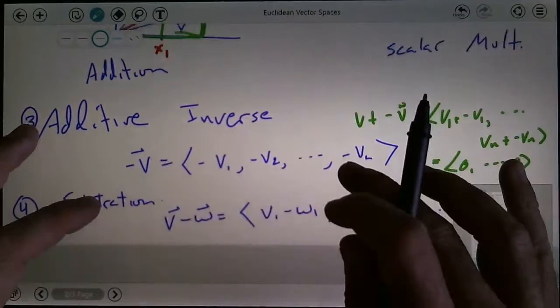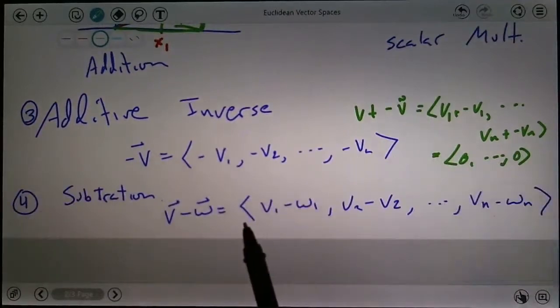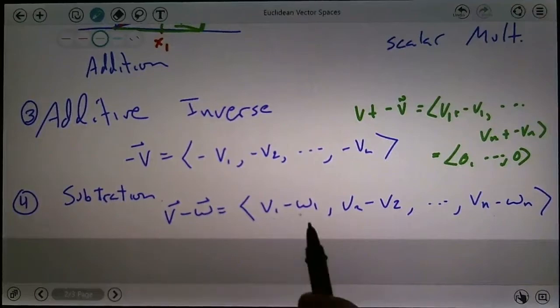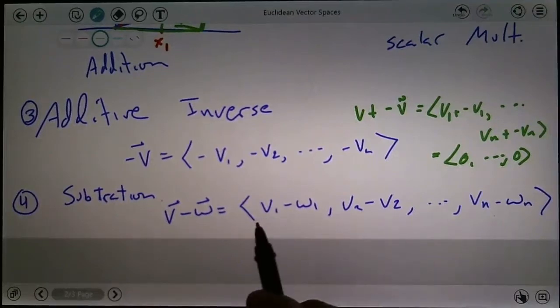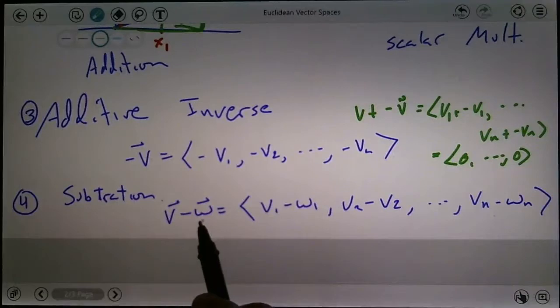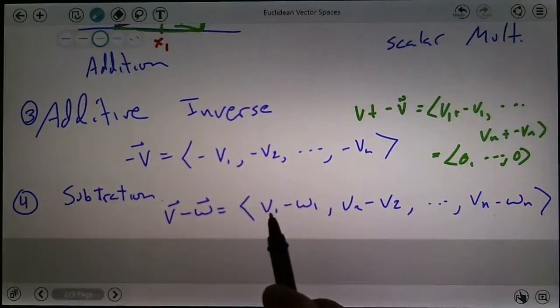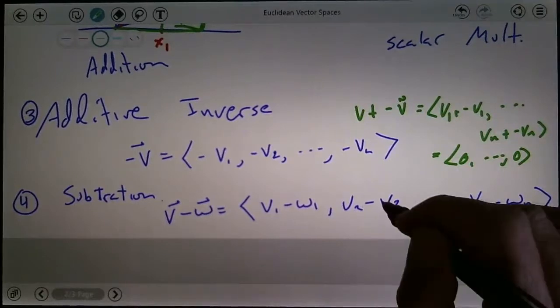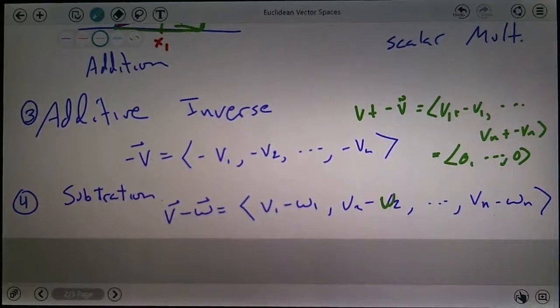Subtraction then is defined in terms of just component-wise or adding the inverse, either way you want to think of it. v minus w is subtracting the components, or maybe it's adding the additive inverse of w, right? Maybe you think of it as v1 plus negative w1, v2 plus negative w2. So there's arithmetic with vectors in Rn.